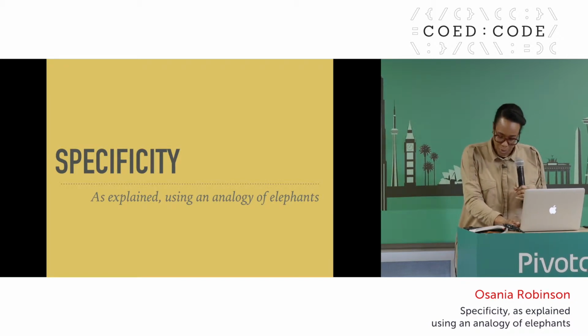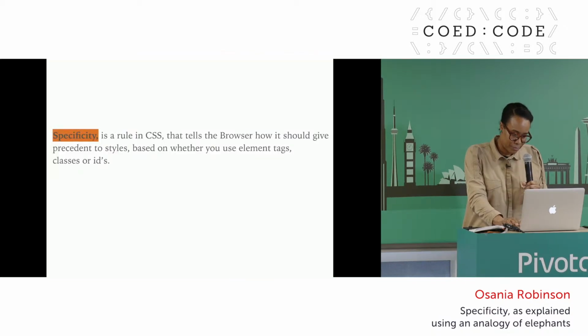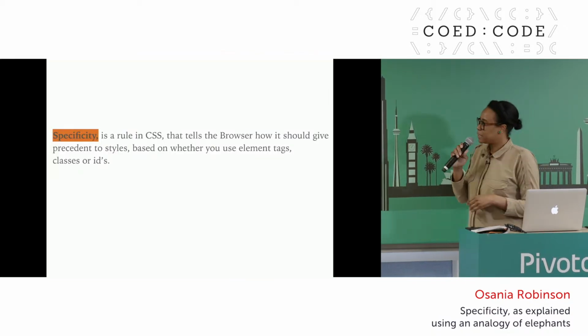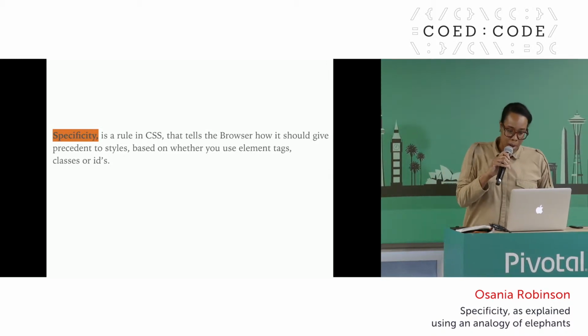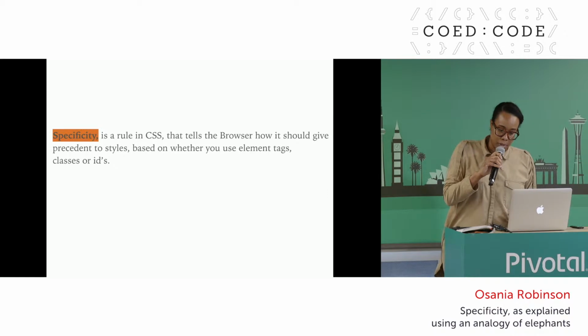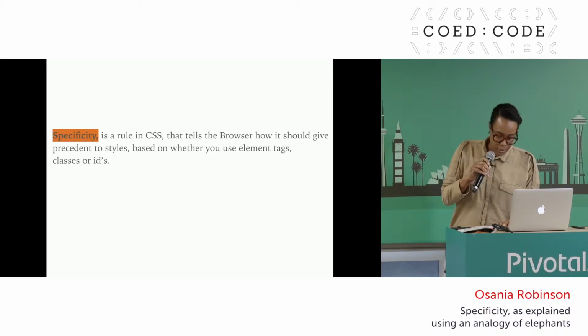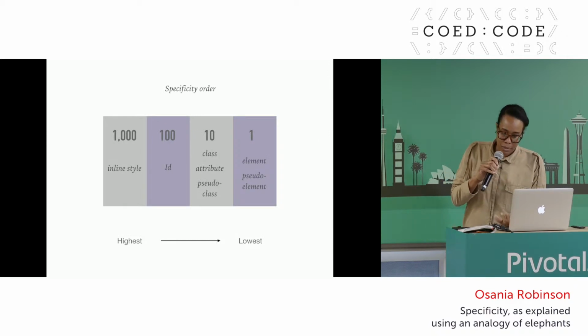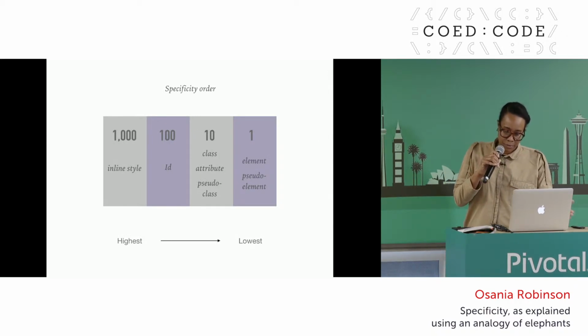So, what is specificity? Specificity is a rule in CSS that tells the browser how it should give precedence to styles based on whether you use element tags, classes, or IDs. And there is an order of specificity that runs from the left to the right.